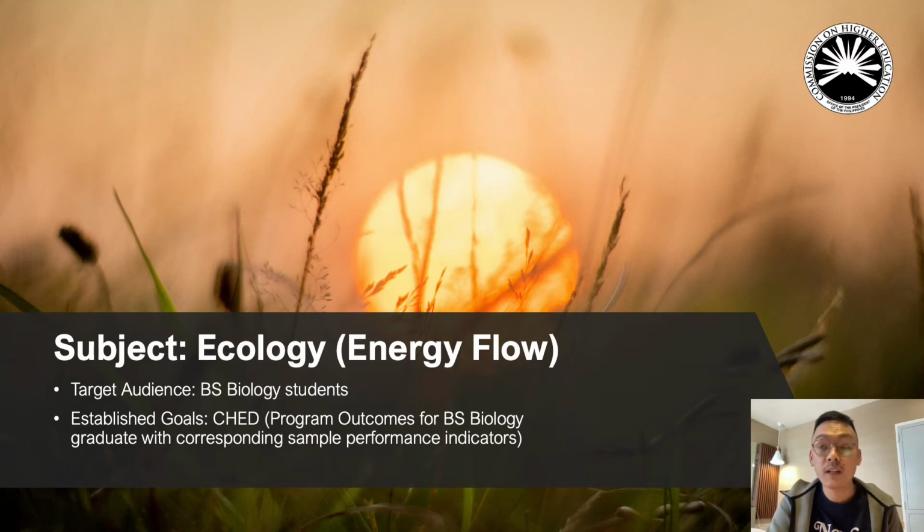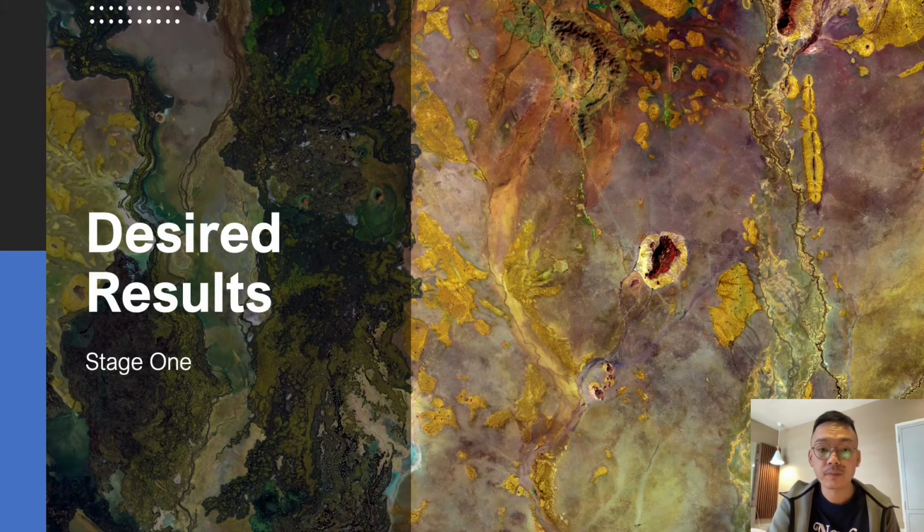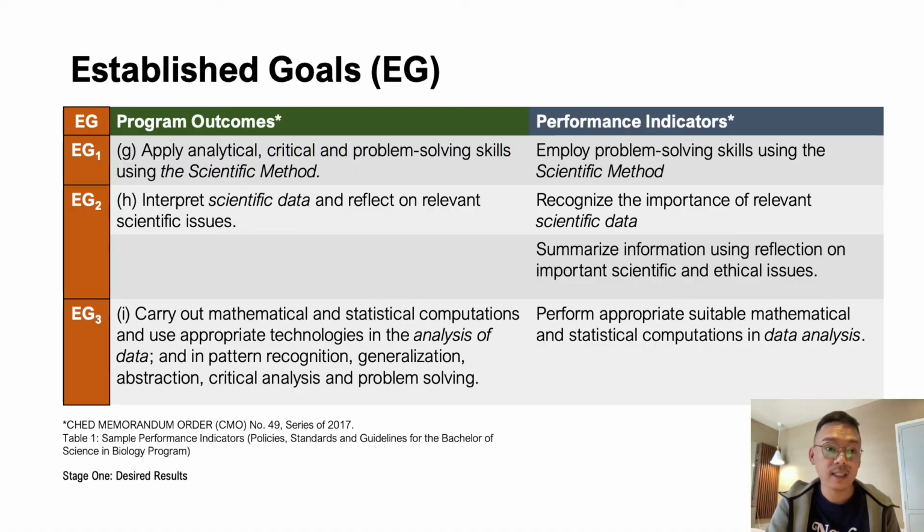Accordingly, as you follow the steps in your UbD design, the first stage would be the desired results. What are these? Stage 1. These established goals are coming from the CHED Memorandum Order number 49, series of 2017, and I placed here the program outcomes and their performance indicators.